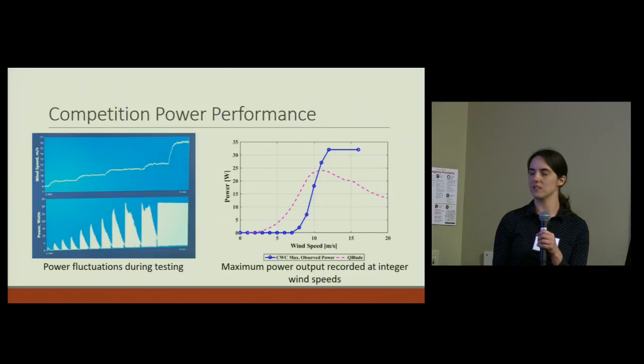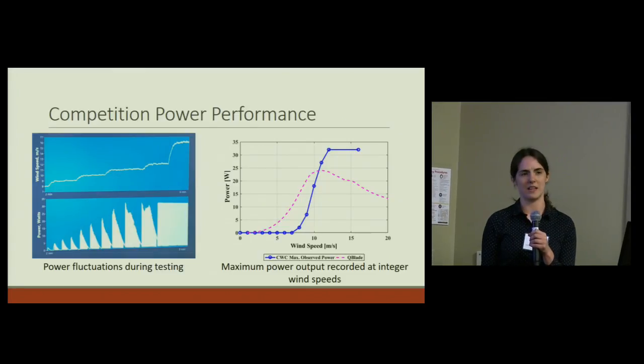Some of the main differences to note are that our cut-in wind speed was higher than expected. And part of that was because Q-Blade only accounts for aerodynamic performance, and as we mentioned, we have an actual system here, so things like the starting torque of the generator and the fact that the controller had to be powered off of the turbine itself increased the cut-in wind speed.